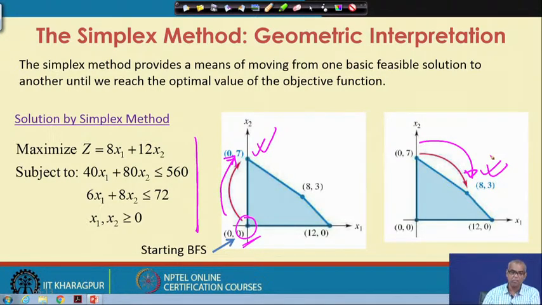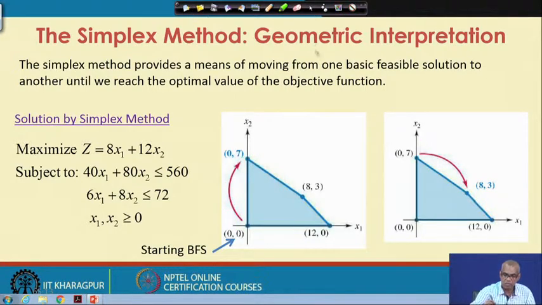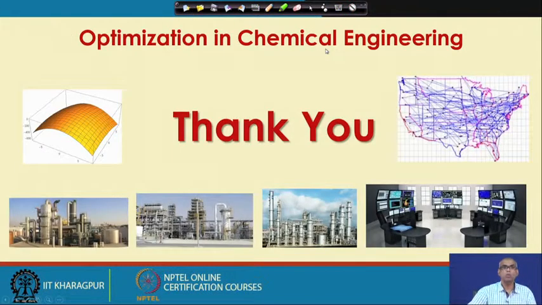So, basically the simplex method provides a means of moving from one basic feasible solution to another until we reach the optimal value of the objective function. So, simplex method is an efficient way of moving from one basic feasible solution to another until we reach the optimal value of the objective function. And the basic feasible solutions are always corner points of the feasible region. So, with this we stop our lecture 43 here.